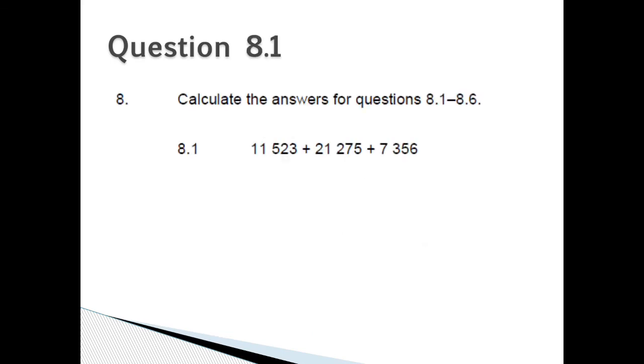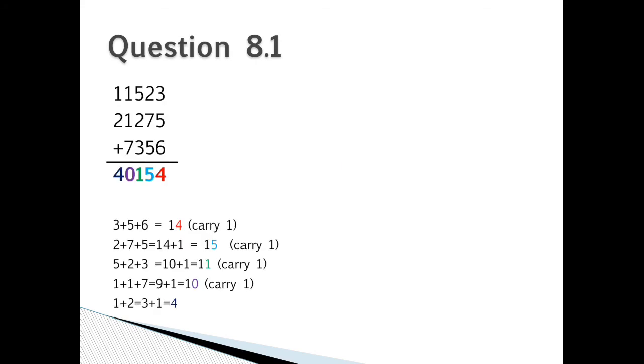11,523 plus 21,275 plus 7,356 is equal to what? For our addition, 3 plus 5 plus 6 is equal to 14. Write down the 4, carry the 1. 2 plus 7 plus 5 is equal to 14, plus the 1 that was carried is equal to 15. Write down the 5, carry 1.